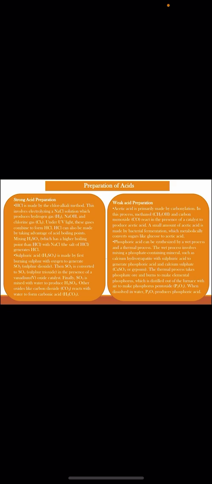Sulfuric acid is made by first burning sulfur with oxygen to generate sulfur dioxide, which is then converted to sulfur trioxide in the presence of a vanadium oxide catalyst. Finally, sulfur trioxide is mixed with water to produce sulfuric acid. Other oxides like carbon dioxide react with water to form carbonic acid.